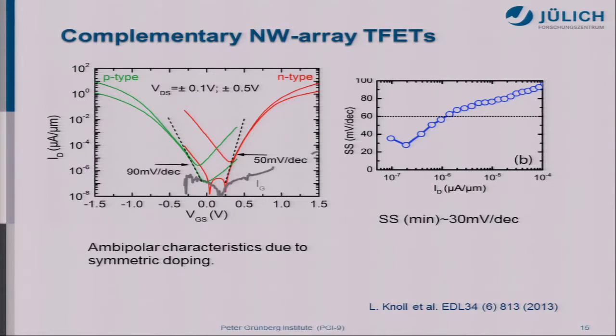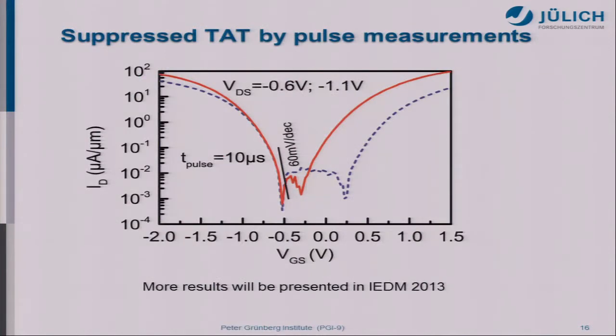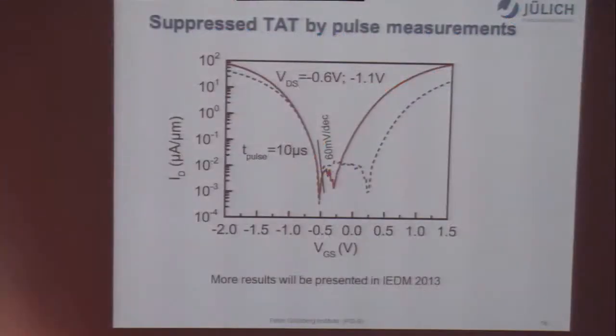But if we use a pulse measurement on the PFET, you see here, with the pulse measurement, in this case we can suppress the trap tunneling because the traps are not as fast as the pulse we used. So you see, before we have 90 millivolts per decade. This is the minimum point, minimum slope. Now after the pulse measurement, we can get much smaller slopes, less than 60 millivolts per decade at room temperature. So this shows that trap assisted tunneling is really a problem for the TFET. This is a big issue for TFET, so we have to find a way to suppress it.